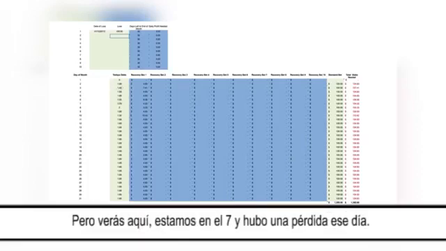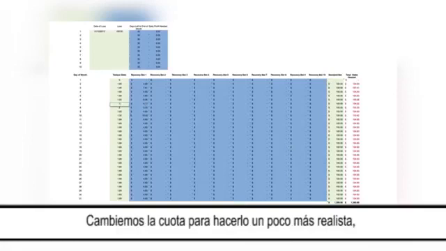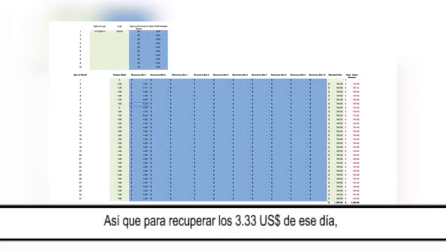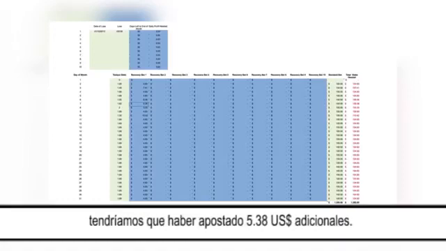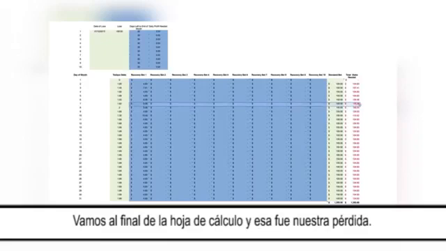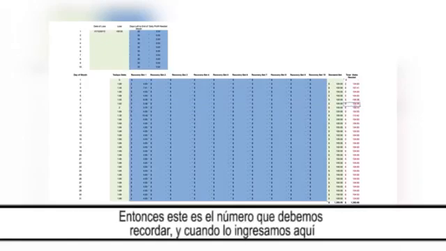But you'll see here, we're on the 7th, and the 7th is lost. Let's change the odds just so that we can make it a little bit more realistic. 1.62 were the odds of the day when we lost. So to recover the $3.33 for that day, we would have placed an extra bet of $5.38. So we go along to the end of the spreadsheet here, and that was our loss. So this is the number we must remember.